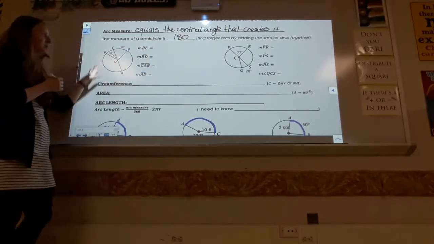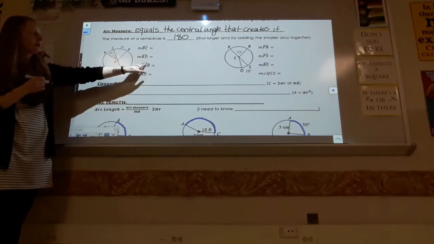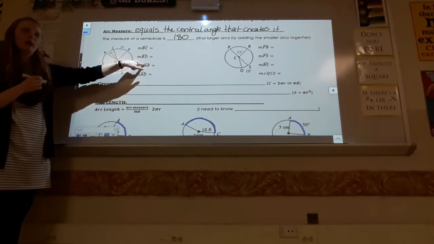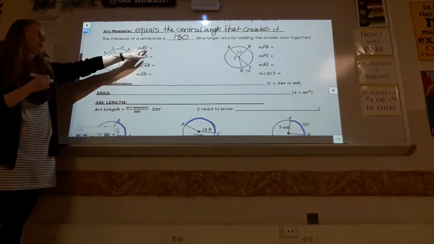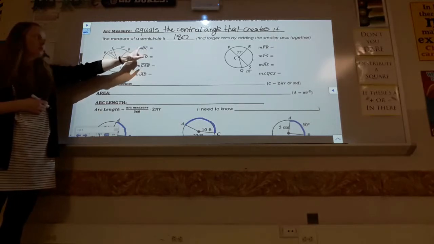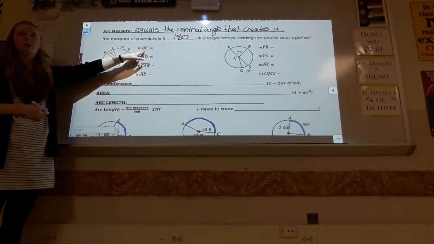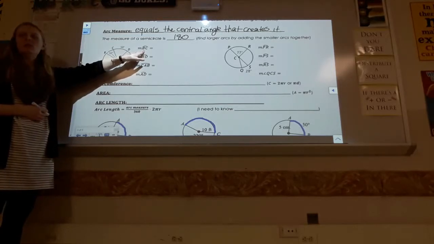Okay, now we're just going to go through this exercise. See how I've named the arcs here. The little symbol above them is just a bent line, meaning arc. So I'm looking for the measure of arc BC. Is this a major arc or a minor arc? Minor, because there's only 2 letters. Does that mean it's going to be greater than 180 or less than? Less than.